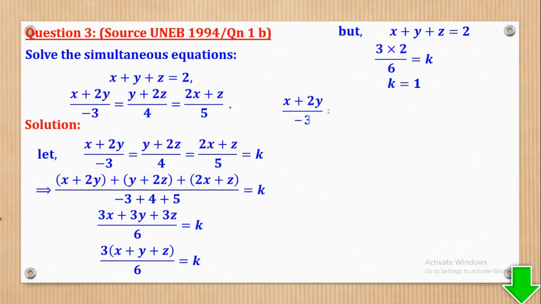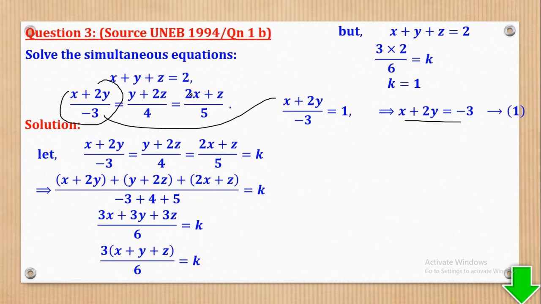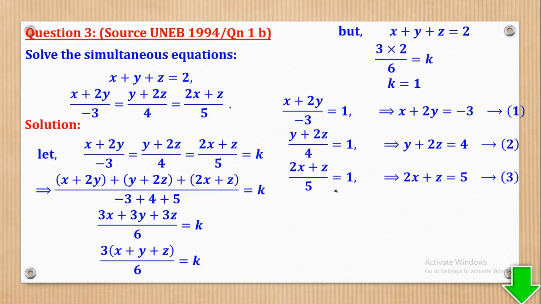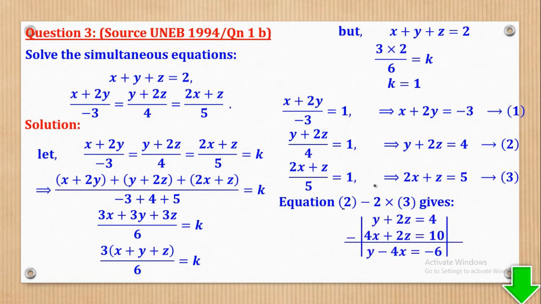After getting the value of k, come and equate this first term to 1 to get equation 1. Then you get the second term also equate it to 1 to get equation 2. This third term equate it to 1 to get equation 3. Now these are 3 equations and 3 unknowns, meaning that we can solve them simultaneously using either substitution or elimination method. So equation 2 minus 2 times equation 3 gives you that expression. So this is equation 2, and this one multiply 2 throughout, you'll be able to get this equation.